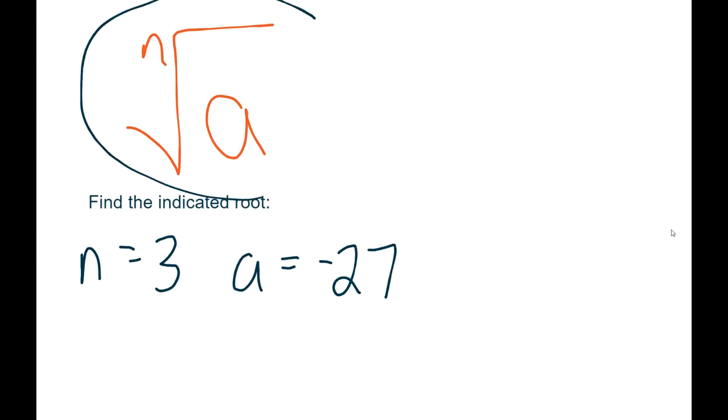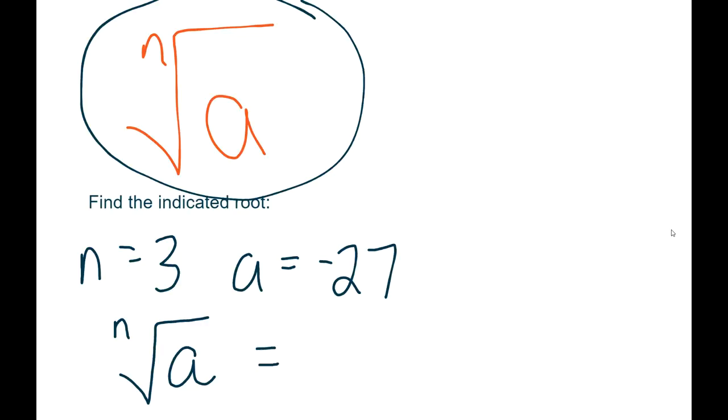So if this is my format and they're telling me the n and the a, it literally means I'm going to replace the n with a 3. So I'm going to have a little 3, which means we're doing a cube root. And then the a is a negative 27.